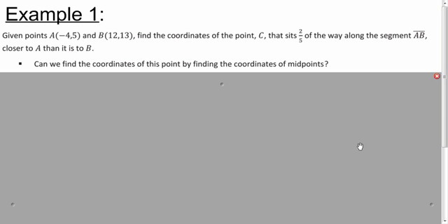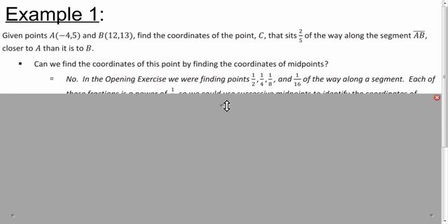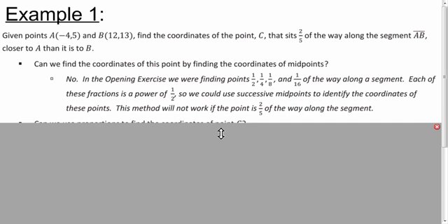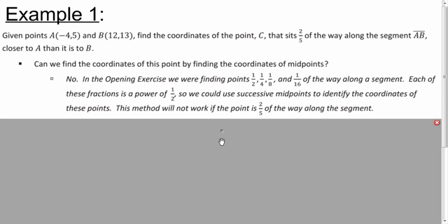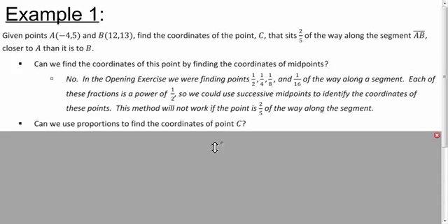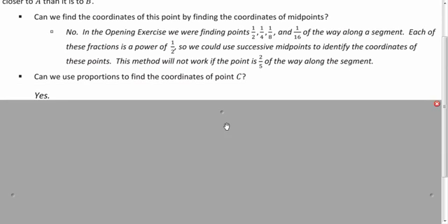So here we have an example where we have a ratio that's 2 to 5, and that's a ratio of a part to the whole, because it's 2/5 along the segment. So could we use midpoints to figure out the coordinates of this point? No, when we take midpoints, we can only do it when we have powers of 1/2. So 2/5 doesn't work with that. But could we use proportions instead? Yeah, we could definitely use proportions.